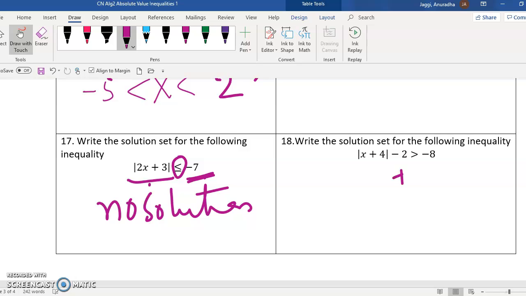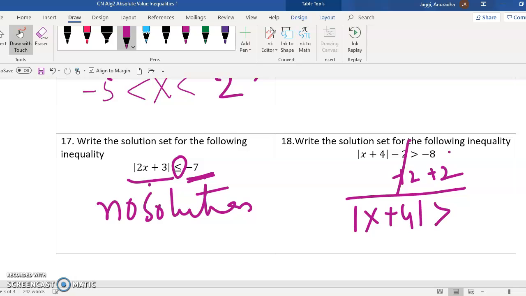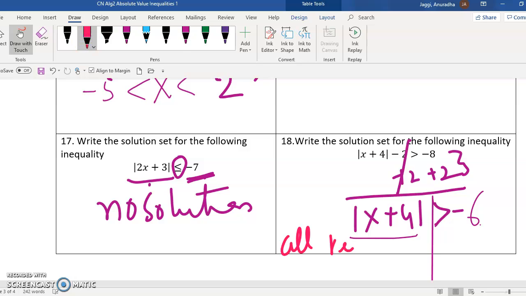Here you have to isolate first, isolate it on both sides, and you will have |x plus 4| is greater than -8 plus 2, which is -6. And the answer is all real numbers, because the absolute value of anything is always greater than a negative number. So the answer is all real numbers. Now I wanted to discuss these two questions because they are slightly different.